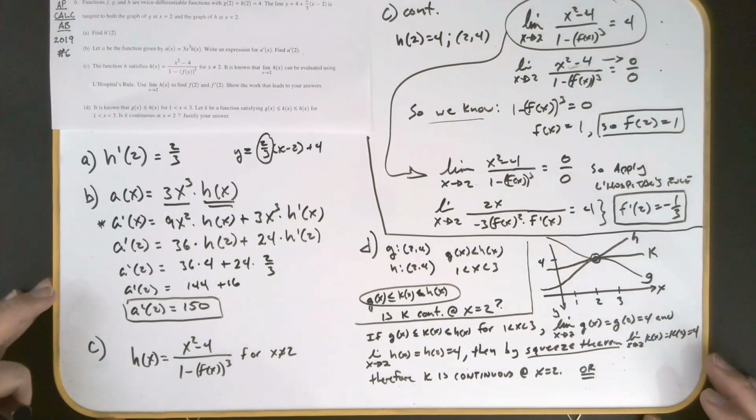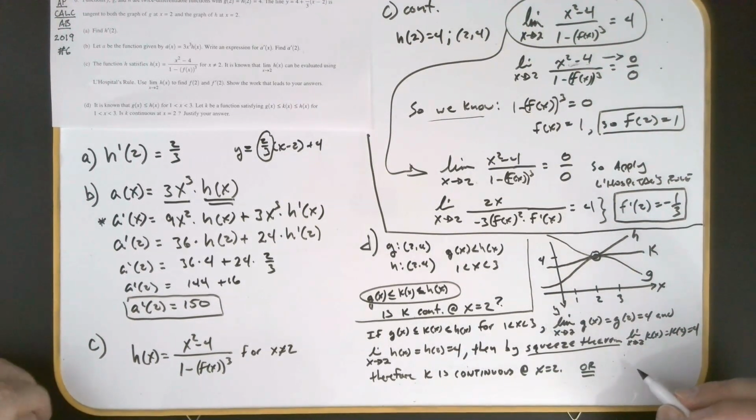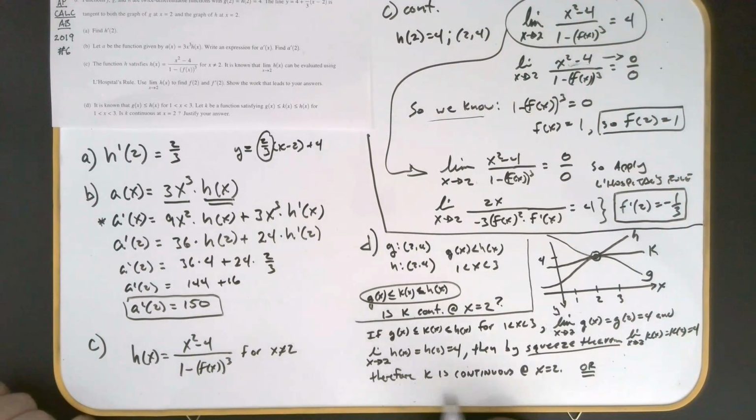You could have said, well, I'm going to fit this in down here. You could have just said, well, here's what I know. G of 2 is less than or equal to K of 2, and that's less than or equal to H of 2. And all you did, I mean, it was given in this part of the question, so you're like, well, G of 2 is less than or equal to K of 2 is less than or equal to H of 2.